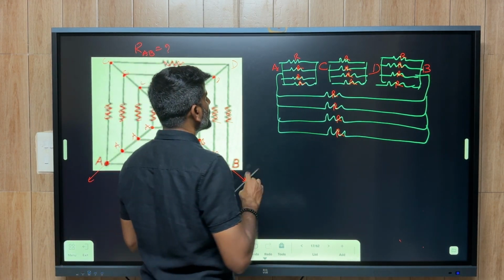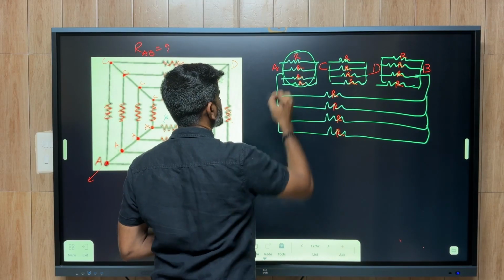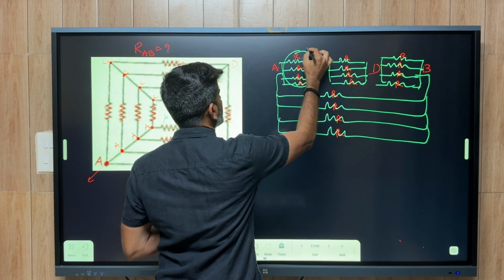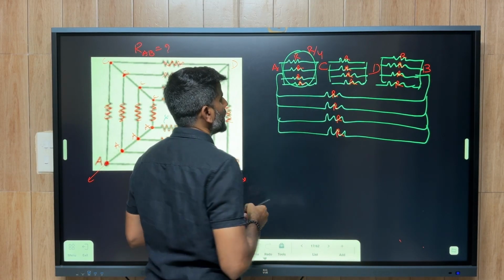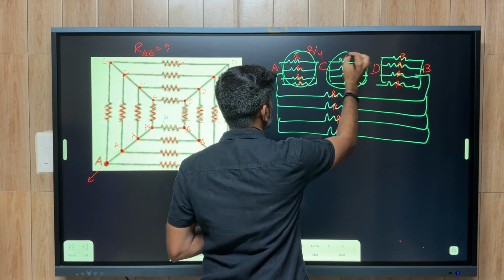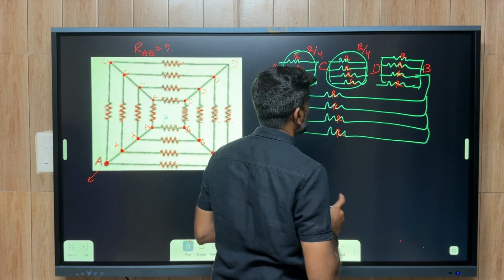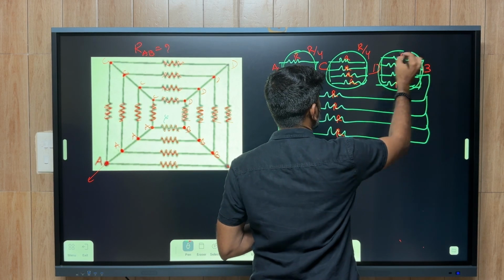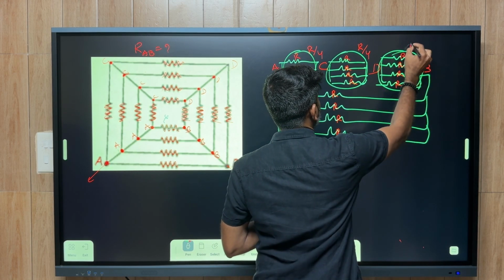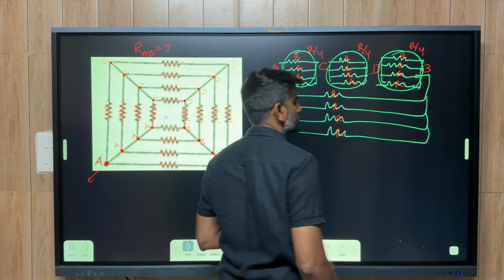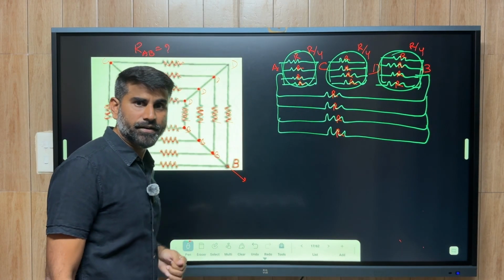Now the equivalent resistance of this one is how much? R by 4. And the equivalent resistance of this one is how much? R by 4, again R by 4. And the equivalent resistance of this one how much? R by 4, R by 4, right?